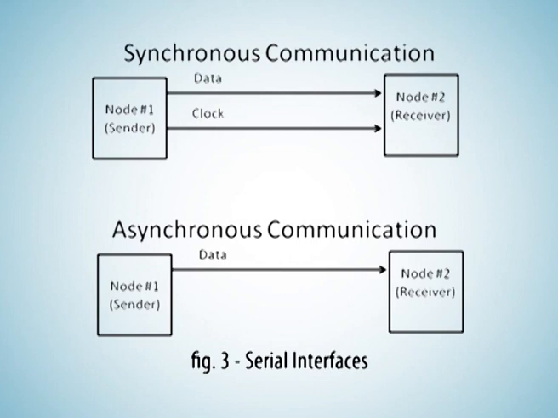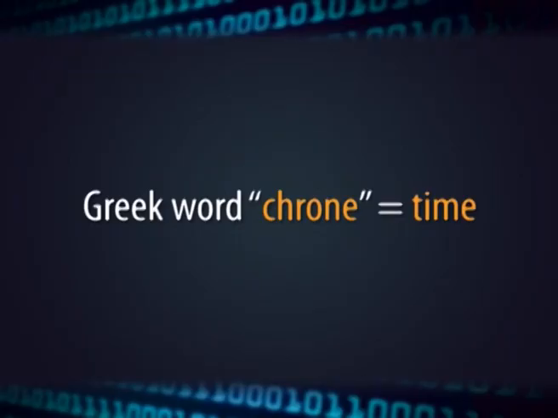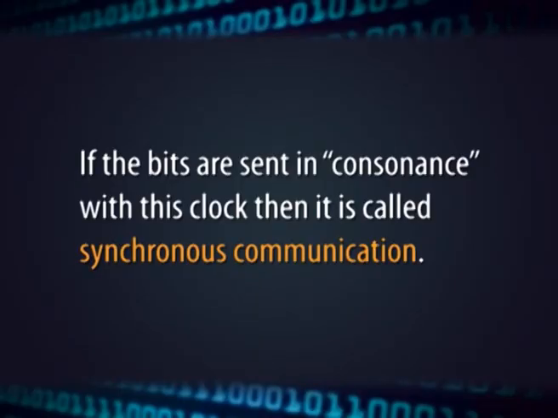Serial interface can be categorized in two subclasses of transmission shown in figure 3. 1. Synchronous communication, and 2. Asynchronous communication. These words have been derived from the Greek word chron, which means time. In most computers, the time is measured or referenced to an internal high-speed clock signal derived from an oscillator circuit. If the bits are sent in consonance with this clock, then it is called synchronous communication.